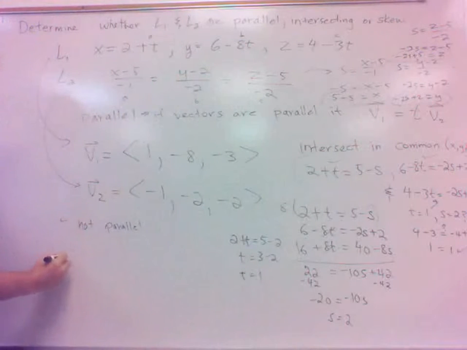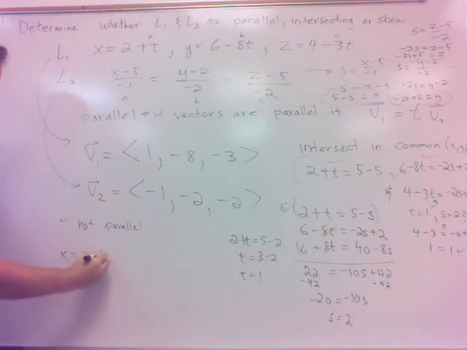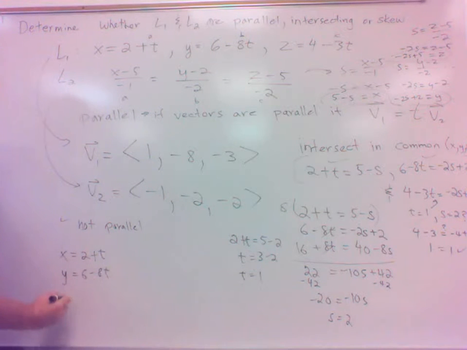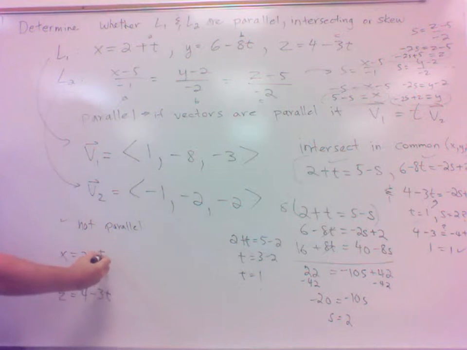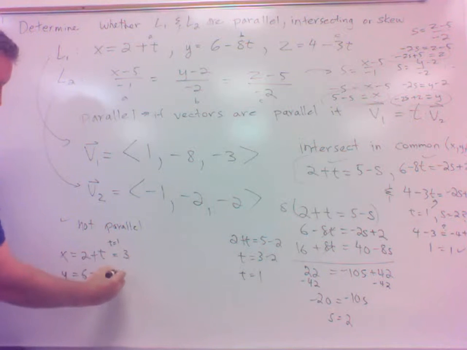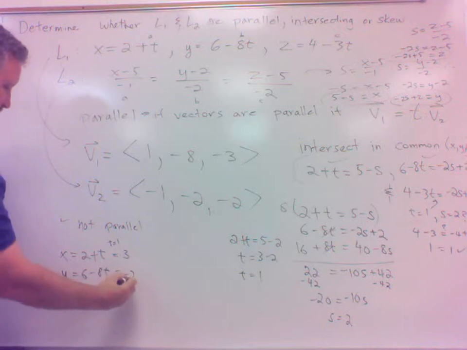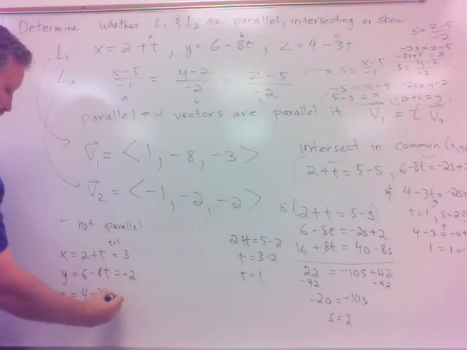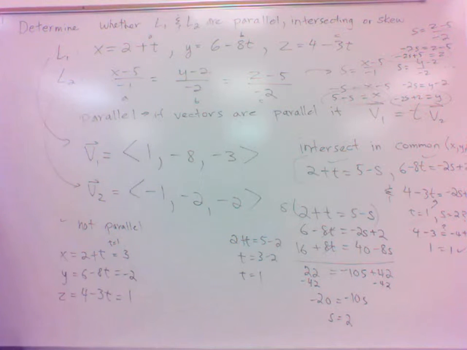So the x, we've got 2 plus t, y is 6 minus 8t, and we can verify this one this way too. All right, so if t equals 1, that would be 3, negative 2, and 1, right? Be our x, y, z.